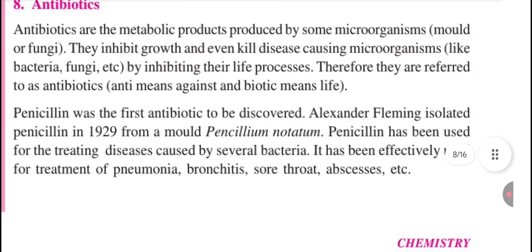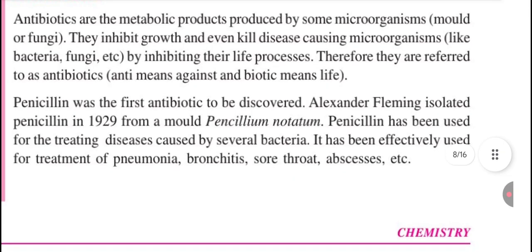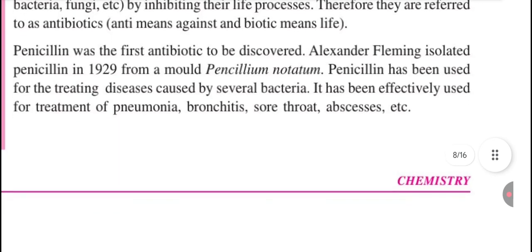Eighth, antibiotics. Antibiotics are the metabolic products produced by some microorganisms, molds or fungi. They inhibit growth and even kill disease causing microorganisms like bacteria, fungi, etc. by inhibiting their life processes. Therefore, they are referred to as antibiotics. Anti means against and biotic means life.